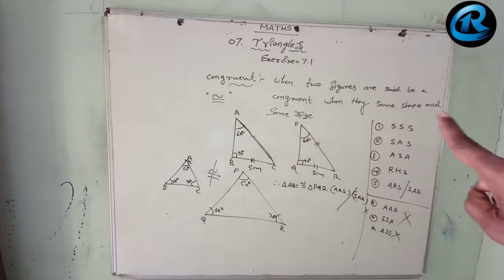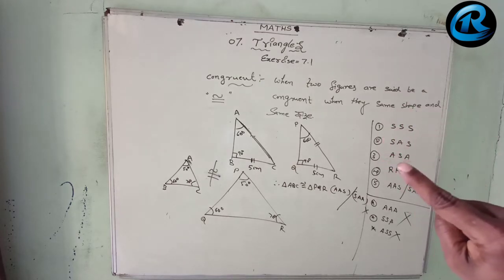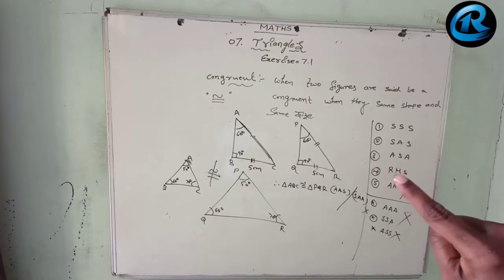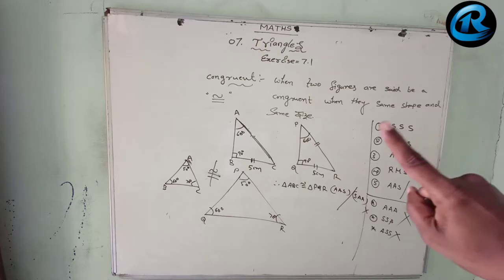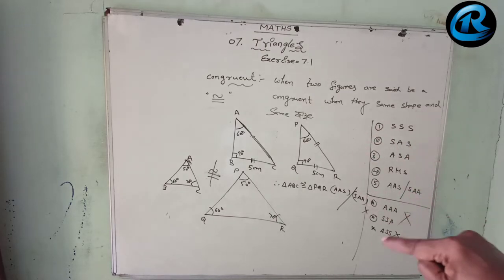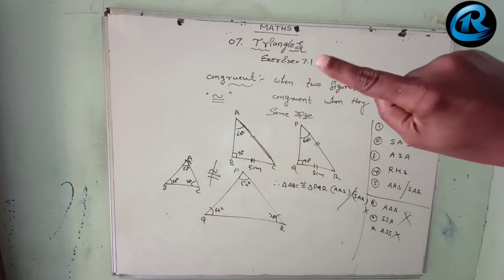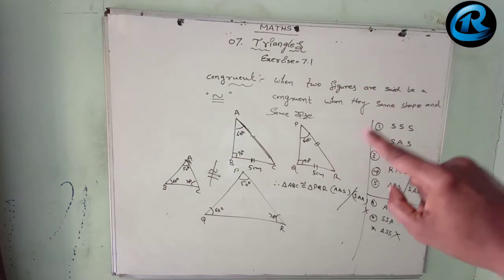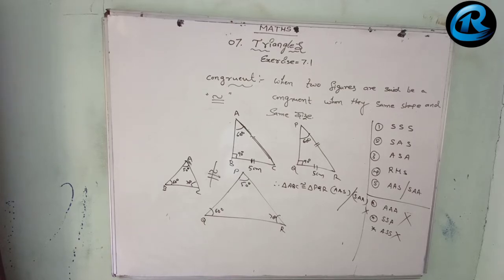Only these 5 rules will hold always. You have to remember side, angle, RHS, right angle, hypotenuse, side, and angle side, side angle. These are the 5 rules you have to remember, and these 3 rules will not hold. By these we cannot say any 2 triangles are congruent, because we are discussing the triangle chapter. Triangles will be congruent only under these 5 conditions, not by the other 3 conditions. Okay, now we go for exercise number 7.1.